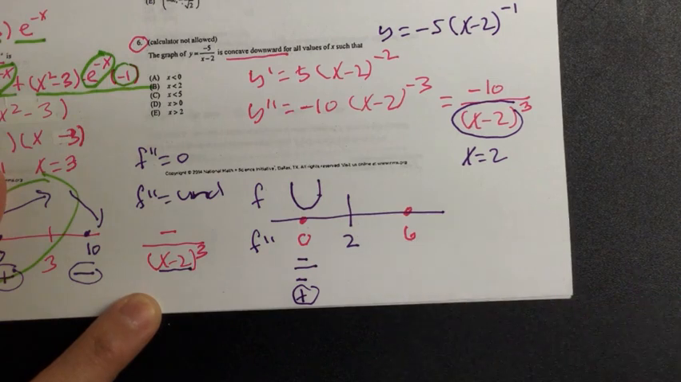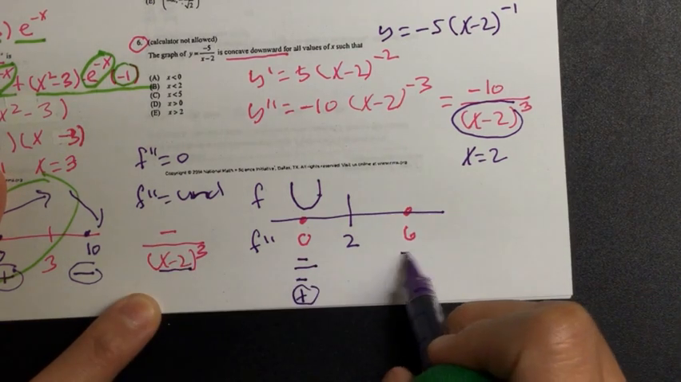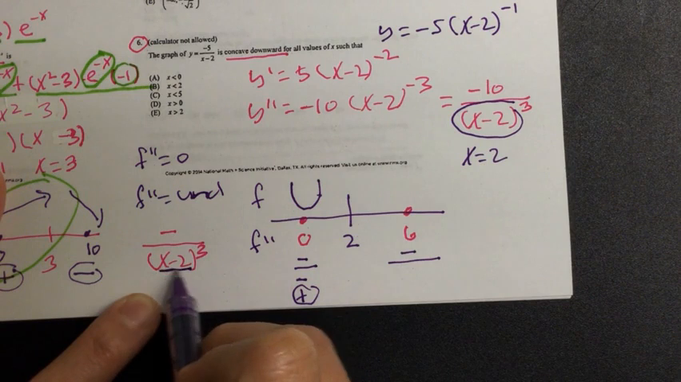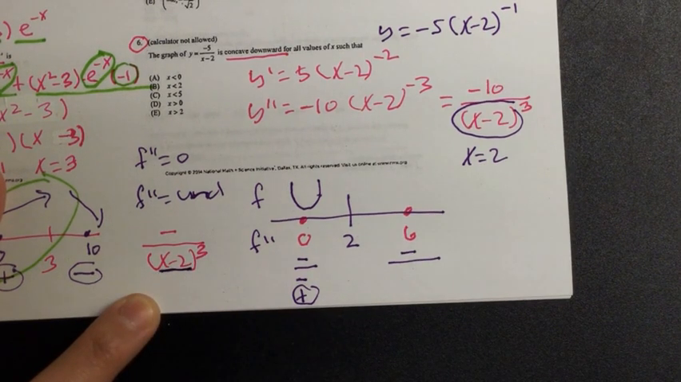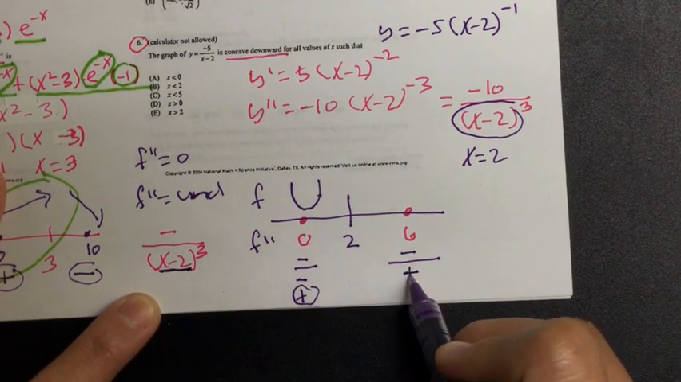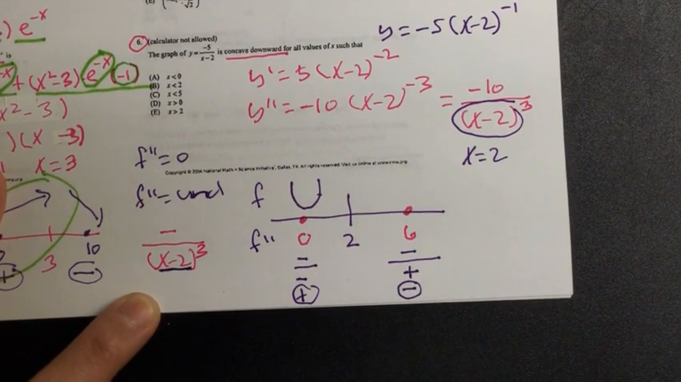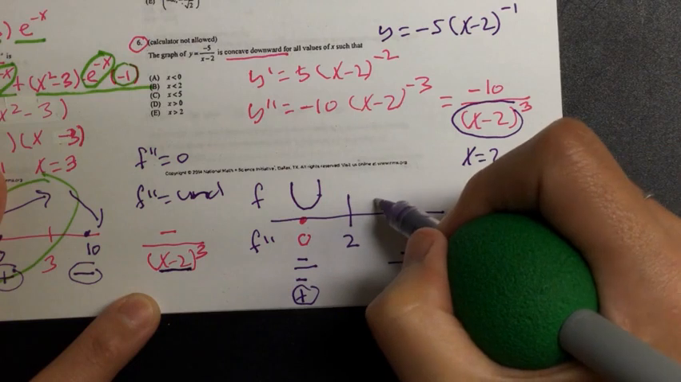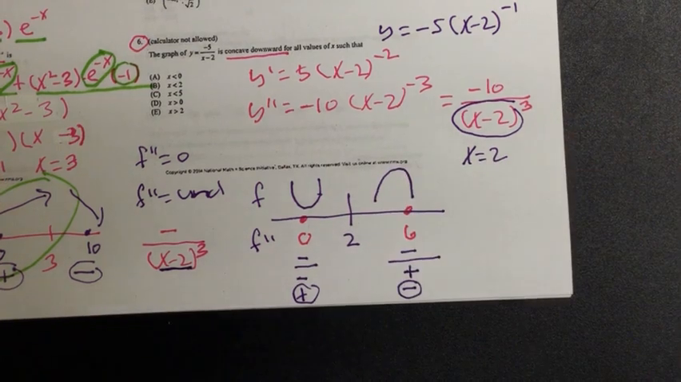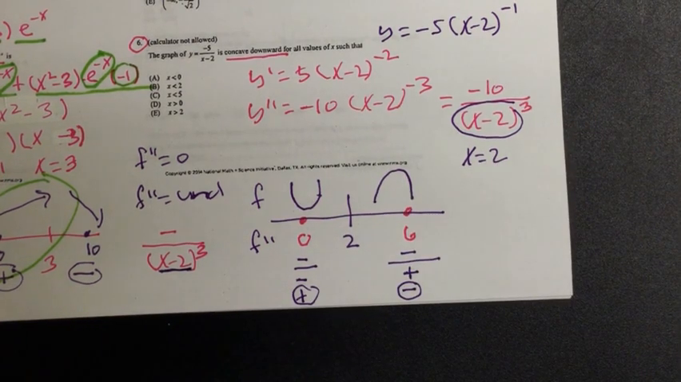Okay, let's plug in the 6 then. My top is negative no matter what. When I plug in the 6 into x minus 2 and I cube it, that's going to result in a positive, right? So negative divided by a positive is going to give me a negative. So this is concave down. And the question asked us, when is it concave down? Whenever it's greater than 2. There you go.